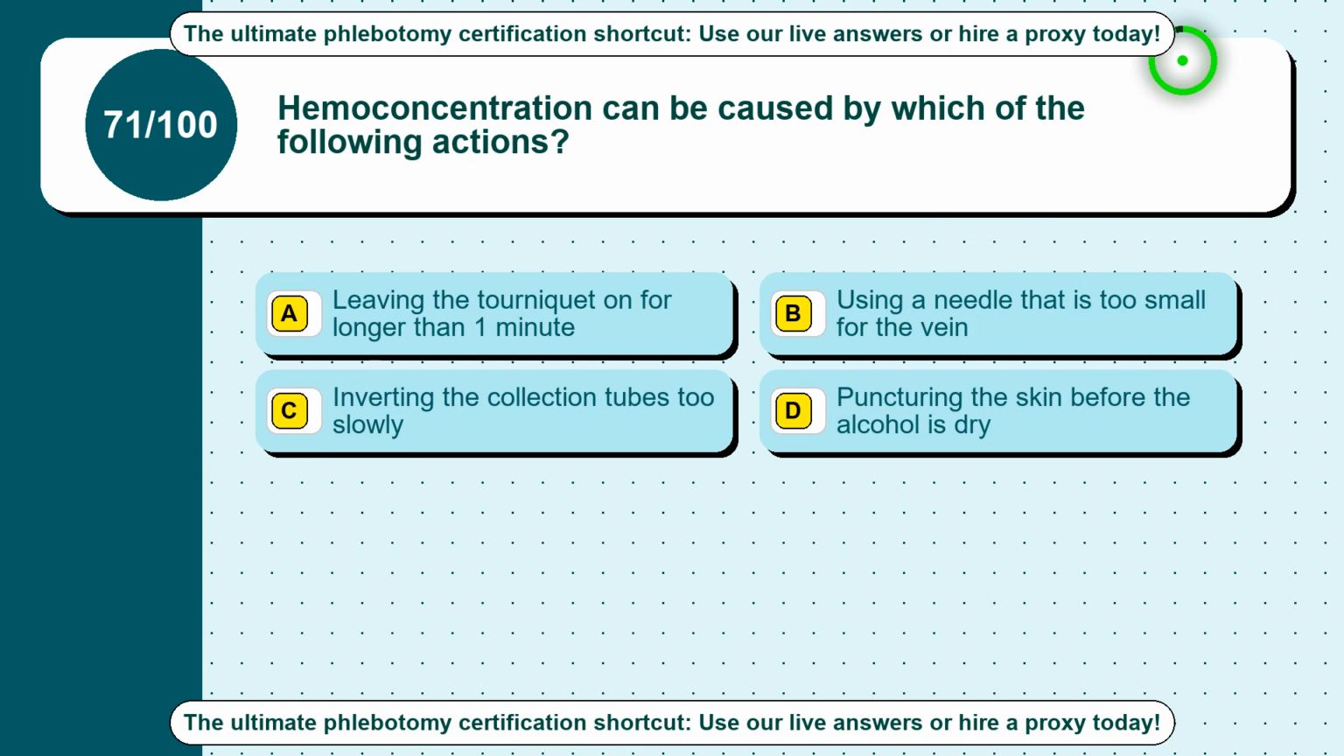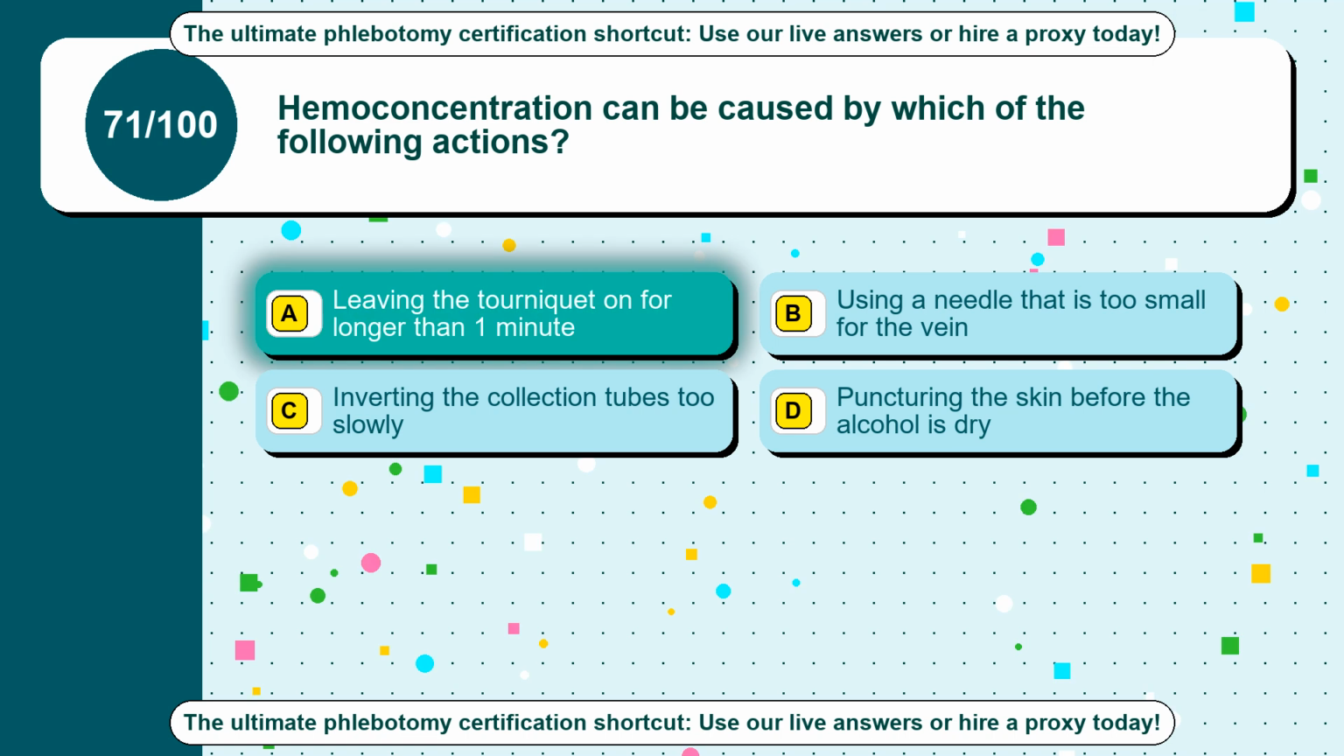Question 71. Hemoconcentration can be caused by which of the following actions? Option A, leaving the tourniquet on for longer than 1 minute. Option B, using a needle that is too small for the vein. Option C, inverting the collection tubes too slowly. Option D, puncturing the skin before the alcohol is dry. The correct answer is option A, leaving the tourniquet on for longer than 1 minute.